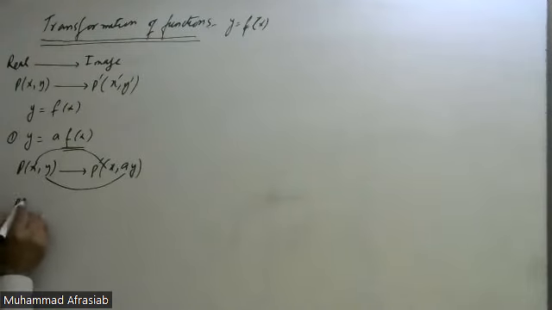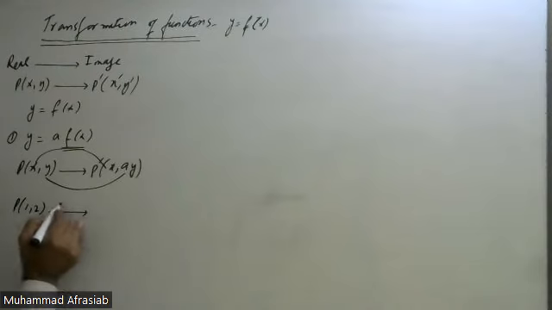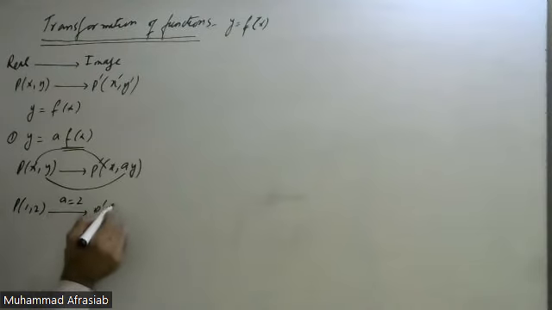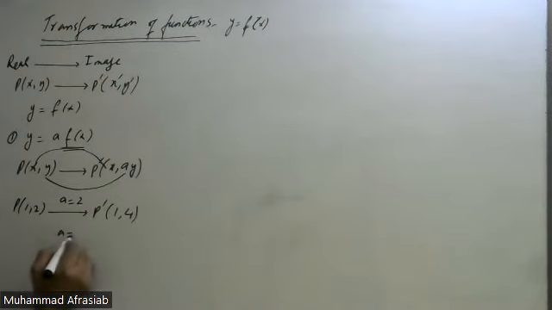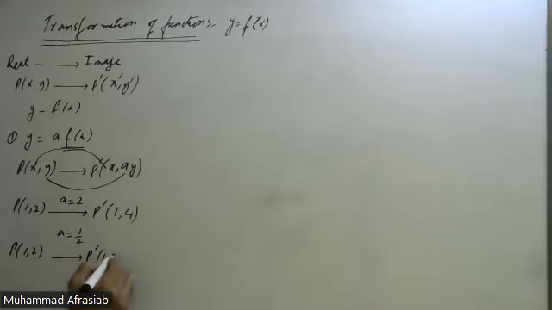Suppose P is 1, 2, where a is equal to 2, then P dash will be equal to 1 and 4. If a is equal to 1 by 2, then the point 1, 2 will be changed to 1 and 1. And if a is equal to minus 1, then the point 1, 2 is going to be changed to 1 and minus 2. So these are the three different cases which we are going to elaborate here.